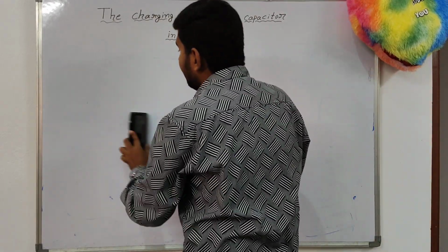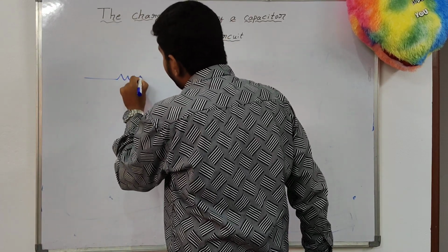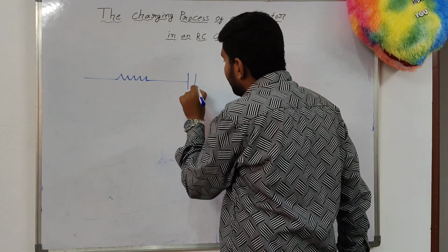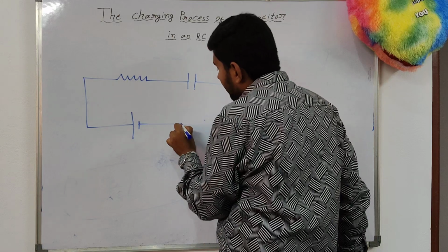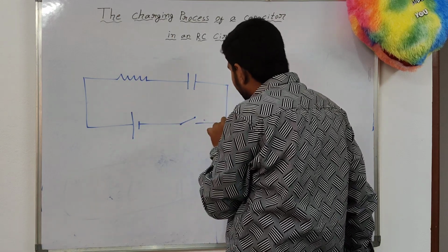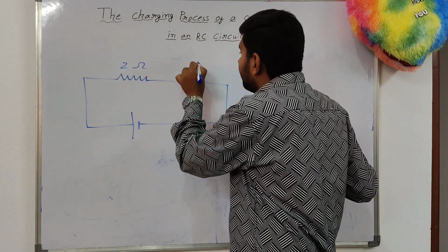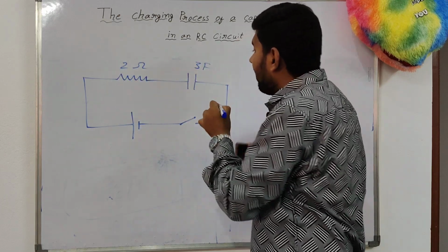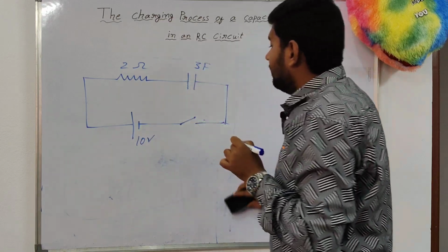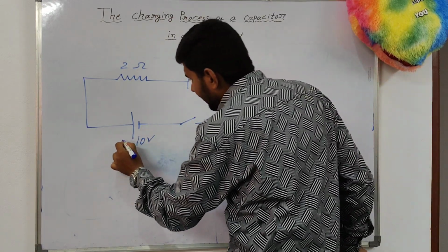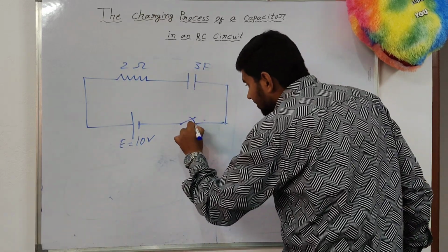Let us consider one sample circuit here. Resistor, capacitor, it is connected to a cell, and this is a switch. Let us assume resistor 2 ohms, the capacitor 3 farads, and the potential difference, you can write as EMF of the cell E is equal to 10 volts, if the switch is closed.